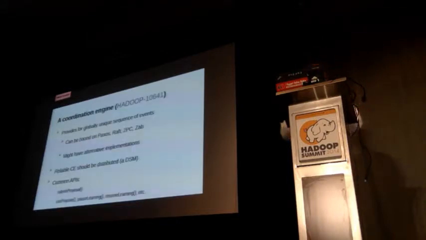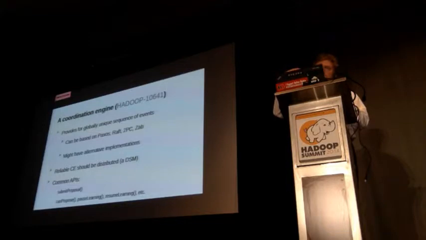So, the coordination engine. HADOOP-10641 in Hadoop has a reference implementation, ZooKeeper-based right now, for coordination. Plus, it introduces some common APIs that could be used by essentially any alternative implementation of the coordination engine. And just to give a little bit of an overview about the coordination engine, essentially, this is a system that provides an ability to generate globally unique sequences of events, or getting agreement on the proper sequence globally. Basically, when the sequence is executed over multiple masters, the execution of the events in the sequence would always lead to the same result. So that's the goal of the sequence.